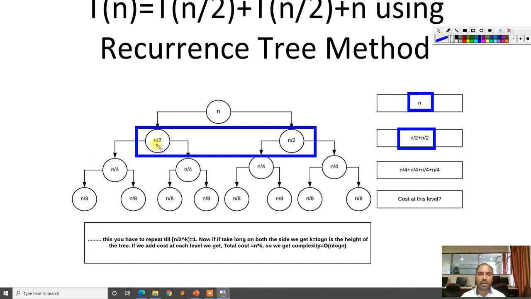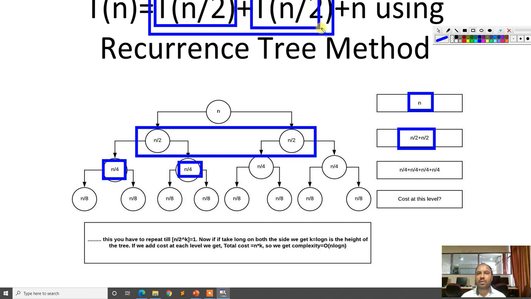If you observe again, if I replace n with n by 2, again I am going to get n by 4 here and n by 4. This is a recursive call, and that's why these equations are known as recurrence equations. This is your left subtree and this is the right subtree.